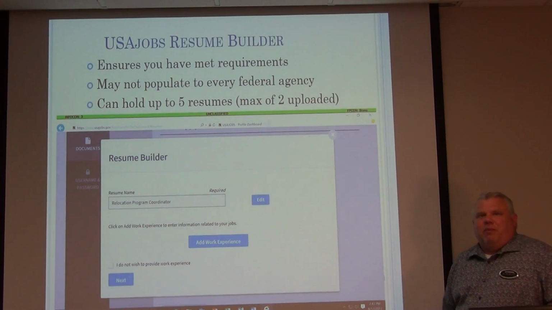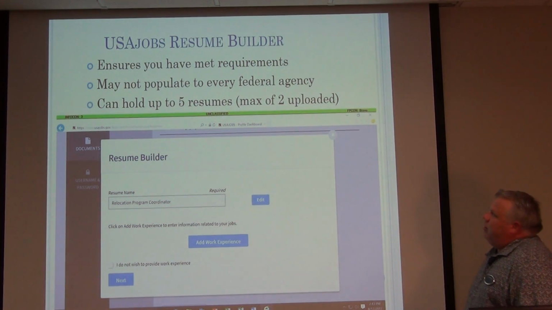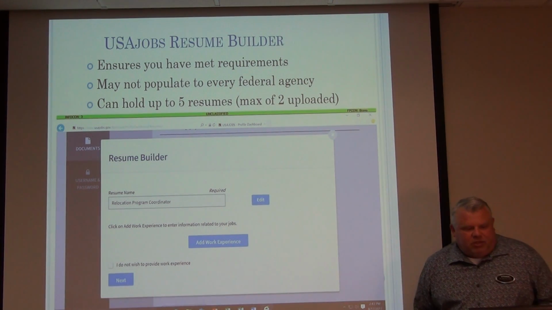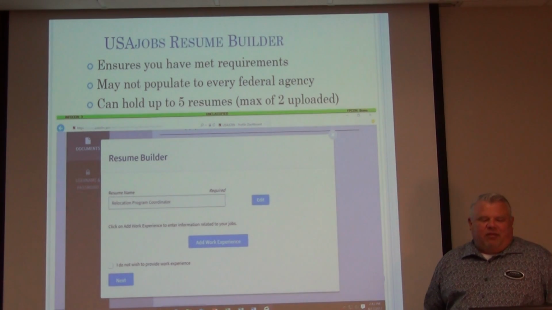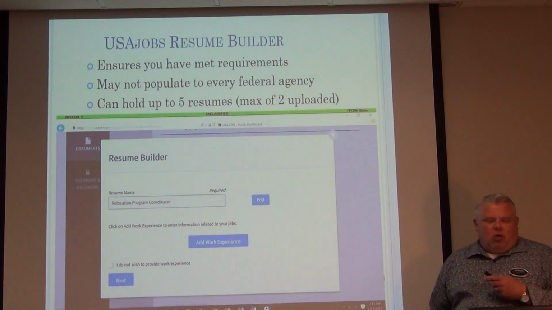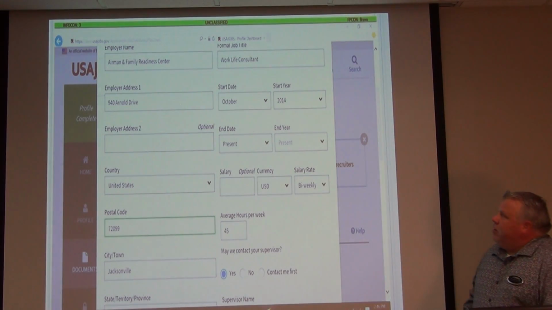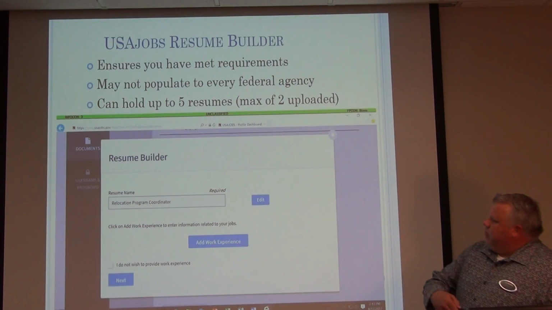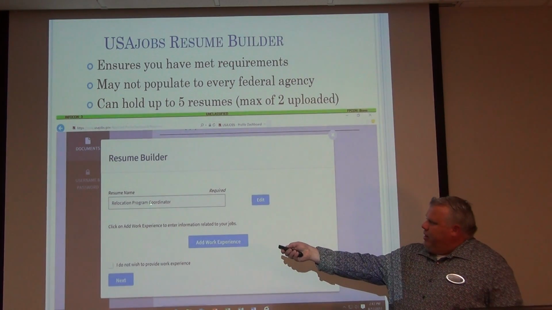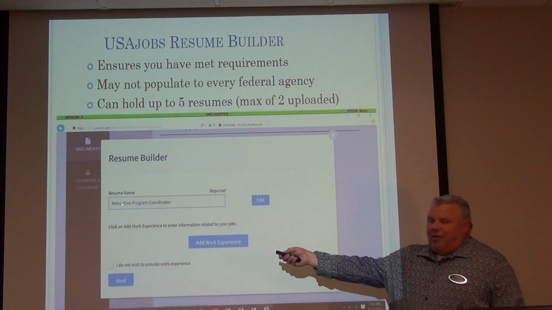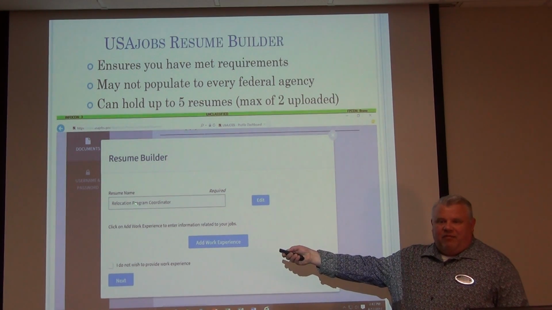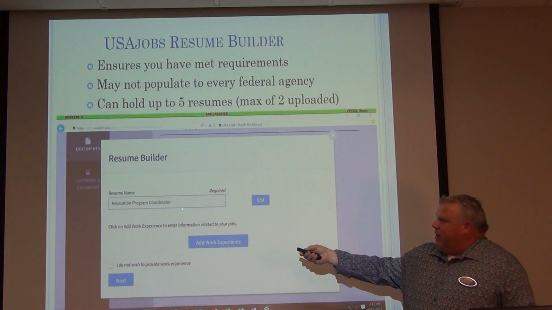So let's go into Resume Builder, since we've got a few more minutes left. This ensures you meet the requirements. It's great for you to use it. It may not populate to every federal agency, but it will for most. Again, you already know how many resumes can be put in there. When you go to create the job, you're going to create the name of it right here. Usually I will put the job title of whatever job announcement I have in here. That will go right here, Work-Life Specialist.